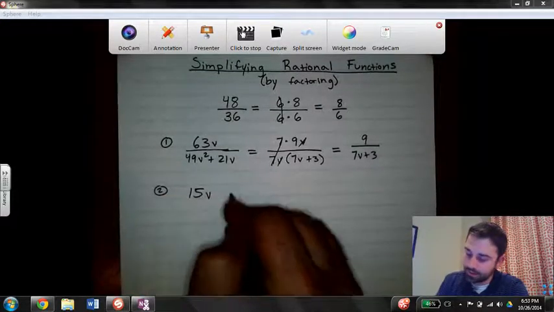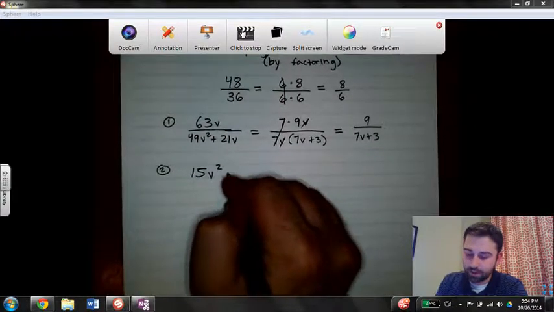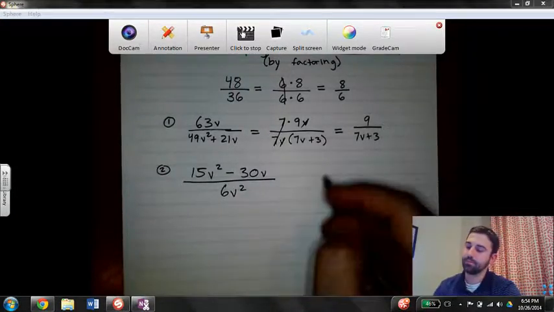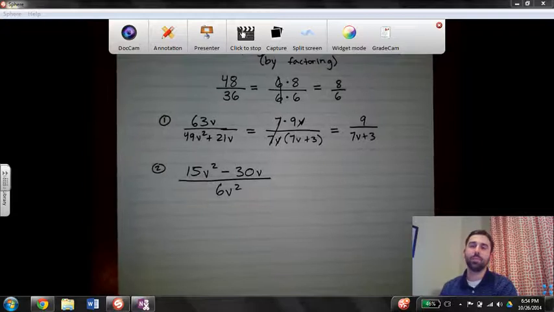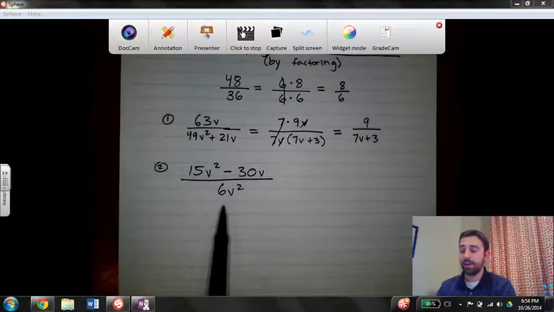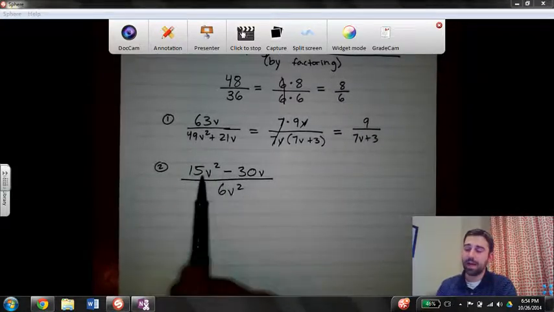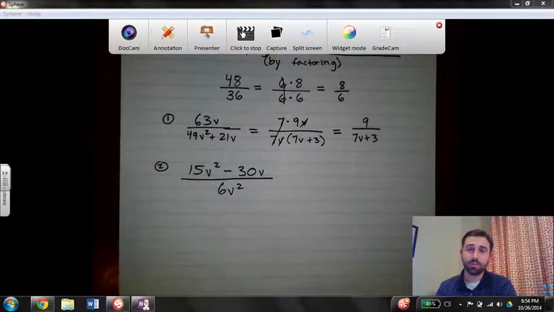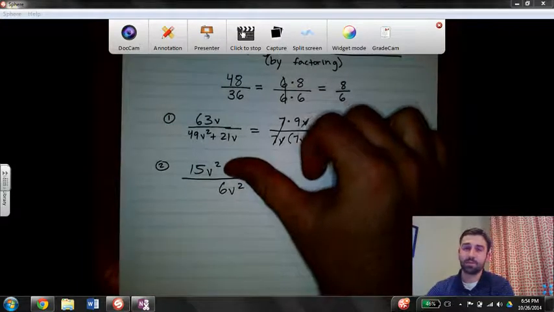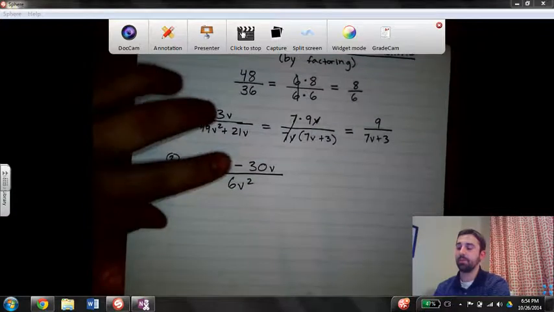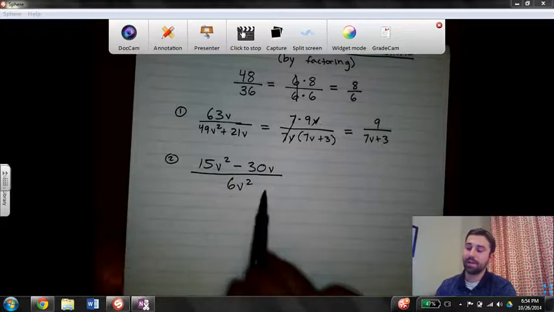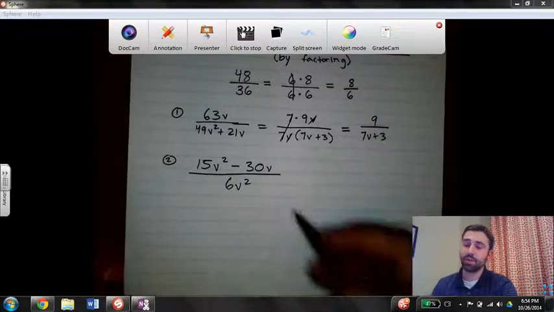A second example, 15v squared minus 30v divided by 6v squared. Now, at this step, many of you will be wanting to cancel v squared and v squared right here, but we cannot cancel when we are adding and subtracting, only when we're multiplying, because this can be broken up into 15v squared divided by 6v squared minus 30v divided by 6v squared. It can be broken up because it has a shared denominator. So you can only cancel when you're multiplying.